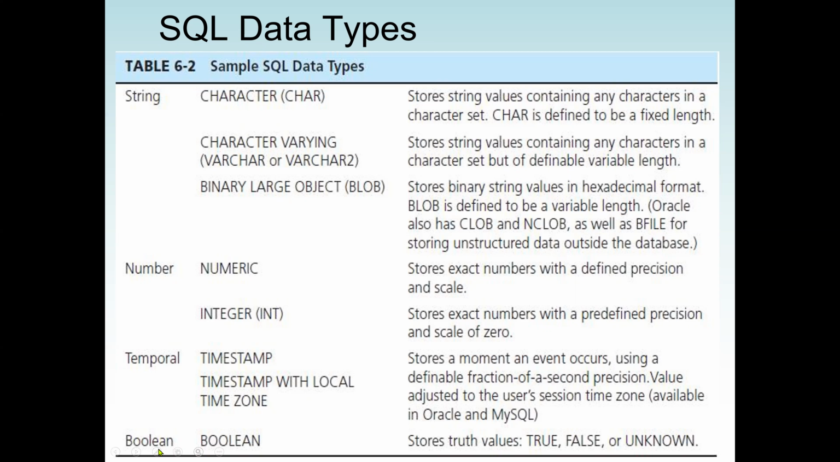We also have a Boolean. Boolean means we can have true or false. Boolean is a binary system. You can either say the stored value is true or false.